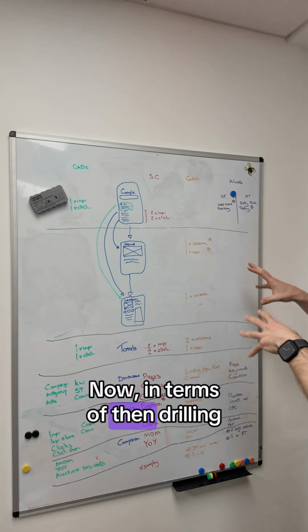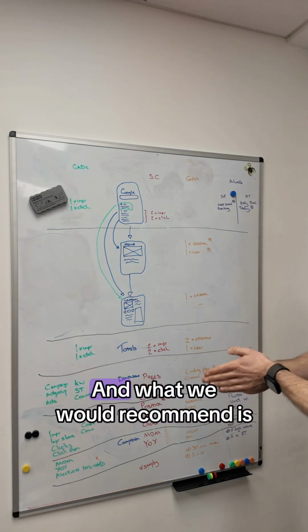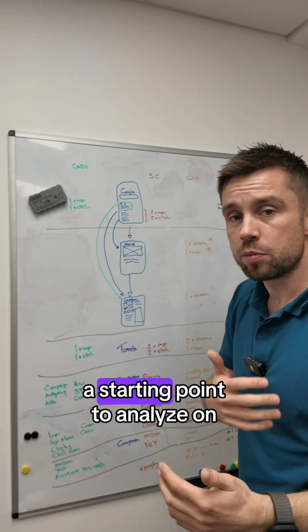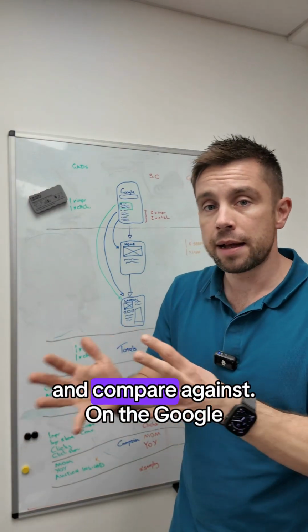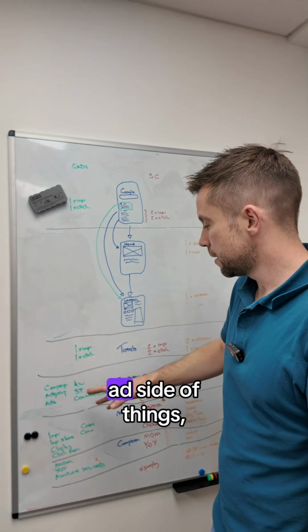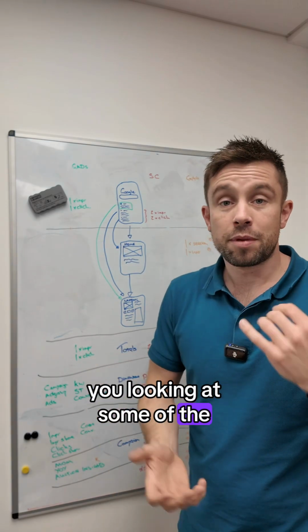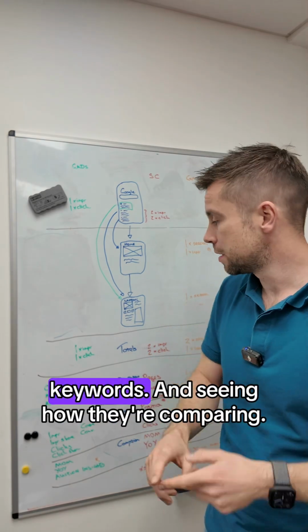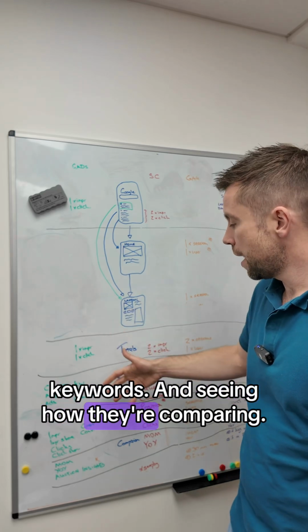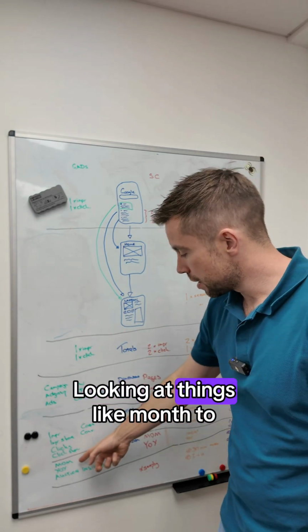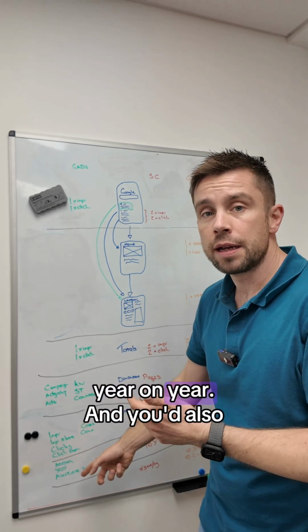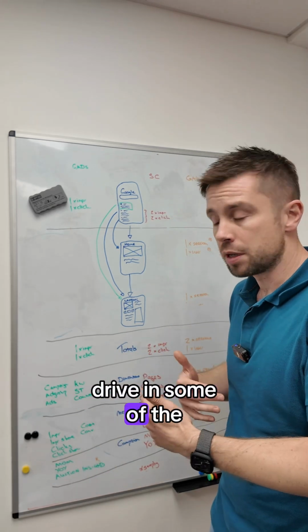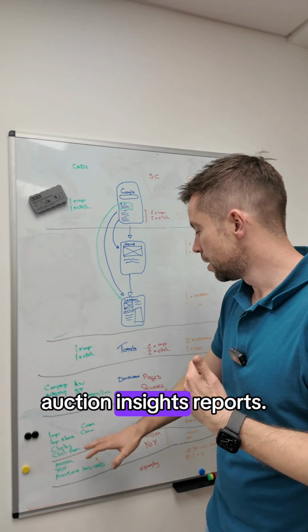Now, in terms of then drilling into the information and what we would recommend as a starting point to analyze and compare against, on the Google Ads side of things, you're looking at some of the things you'd expect: campaigns, ad groups, ads, keywords, and seeing how they're comparing, looking at things like month on month, year on year, and you'd also dive into some of the auction insights reports.